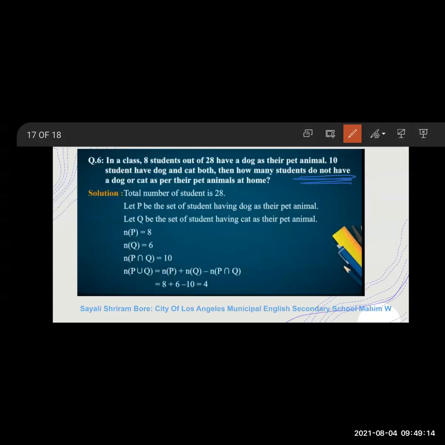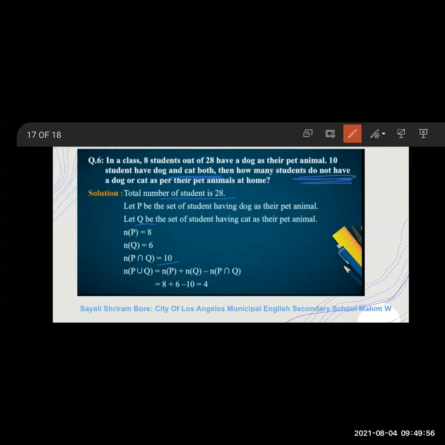So as usual, give the notation. Total number of students are how many? 28. P represents the students having a dog. Q represents the students having a cat as their pet animal. So N of P is equal to 8, N of Q is equal to 6. And how many students have both dog as well as cat? That is 10. Okay, apply the formula. P union Q is equal to N of P plus N of Q minus the intersection. So that is 8 plus 6 minus 10. 8 plus 6 is 14. 14 minus 10 is 4.